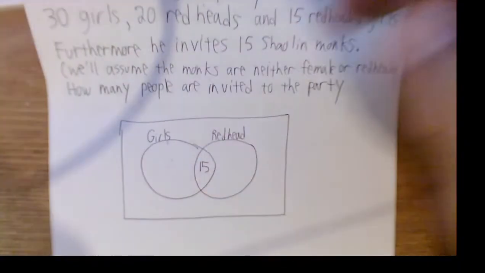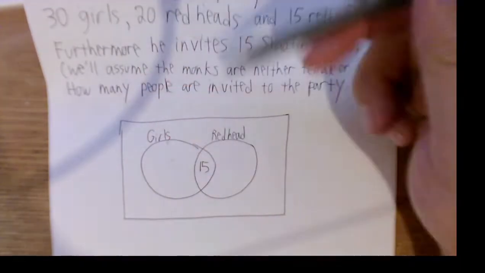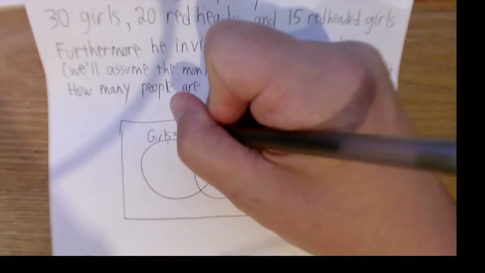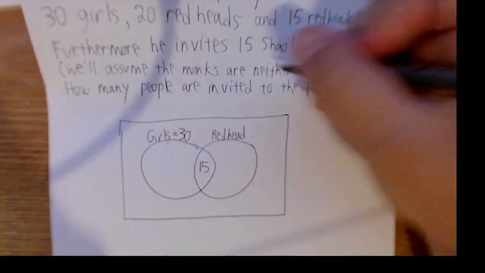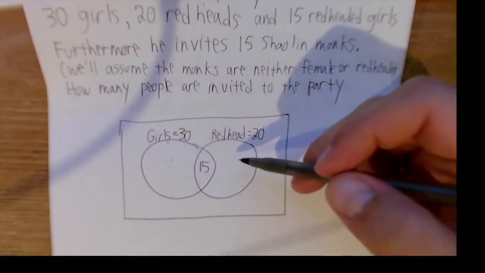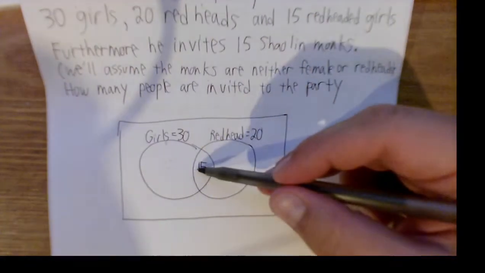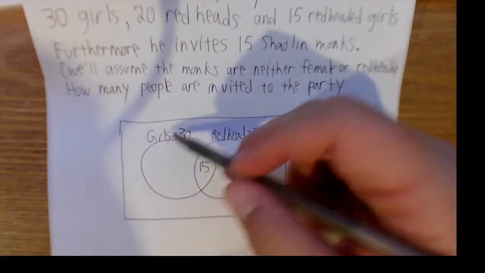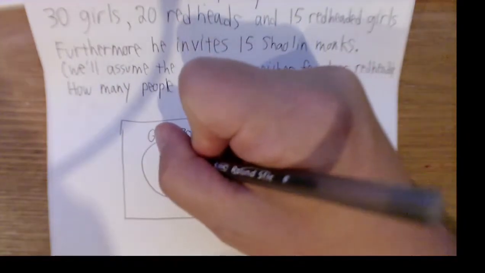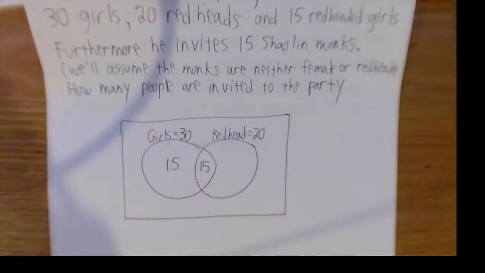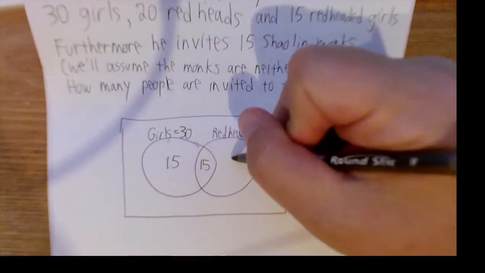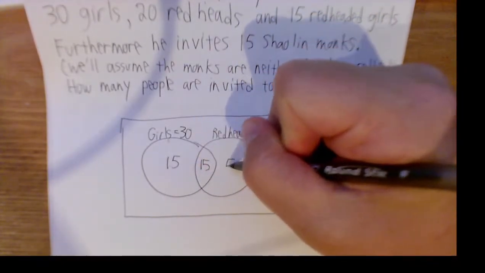So whenever you hear about a thing that describes a circle that has an intersect, you always want to put that on the outside. So I'm going to do 30 here for the girls. And then we have 20 redheads, right? Well, now that we know that, this circle is the intersect plus whatever this is equals 20. This circle is the intersect plus whatever's out here is 30. So we have 15 girls that are not redheads. They could be blonde or brown or whatever. And we have 5 redheads that are not girls, presumably men.